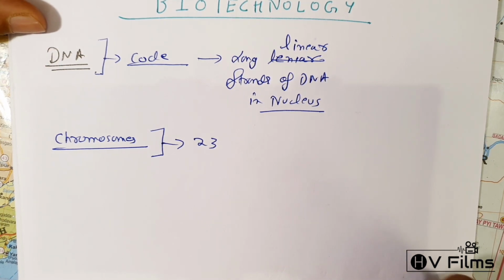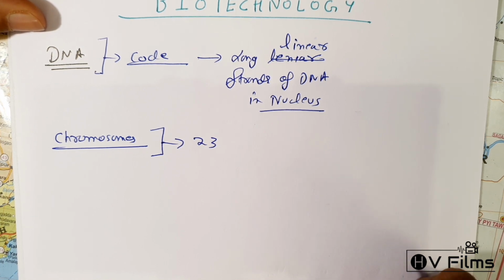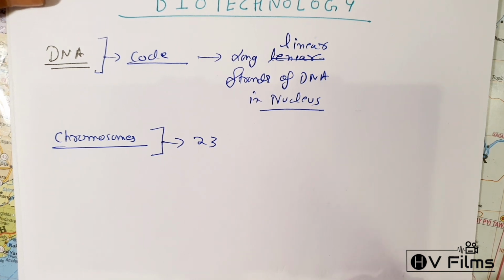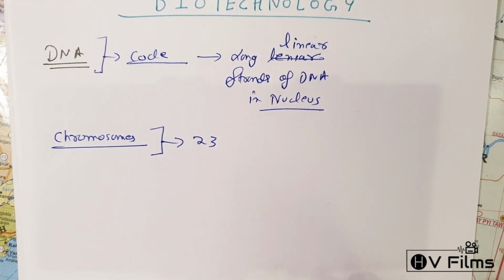Some people have a missing chromosome, or an extra chromosome, or an inverted chromosome, or what we call mutations, and these mutations cause many disorders. So these are generally what we know as chromosomes.